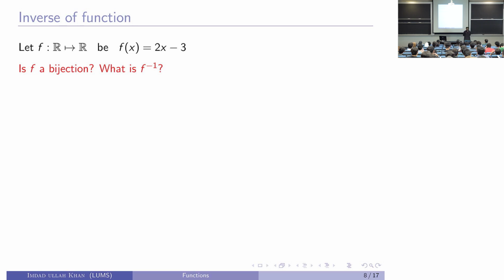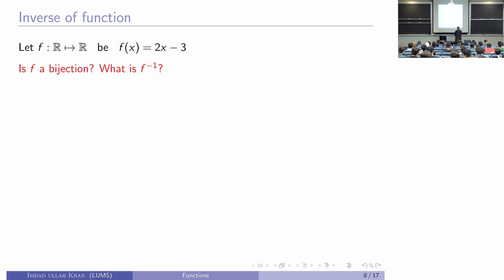Suppose the function f of x is a function from real numbers to real numbers, where x is mapped to 2x minus 3. Last time we talked about it. If it is a bijection, then we should be able to find its inverse, right? And it is a bijection, I guess. So is f a bijection?